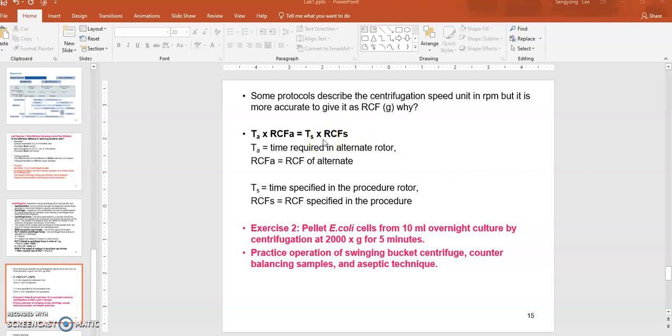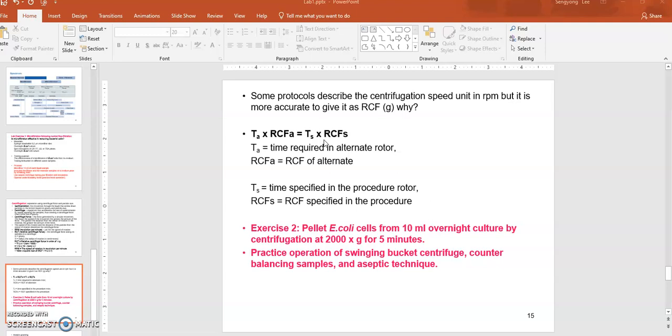So there are three different factors you need to consider. Of course, one is the RPM, the speed of centrifugation. Number 2 is the size of your rotor, and then number 3 is the duration of the centrifugation.